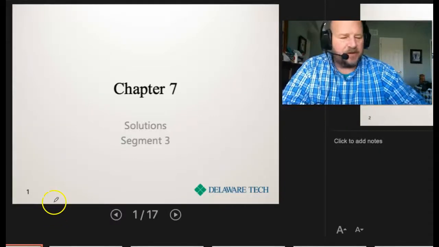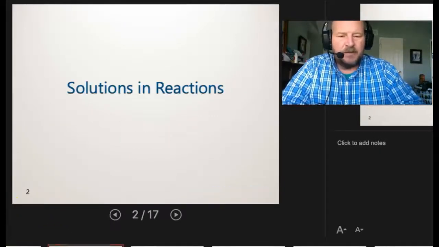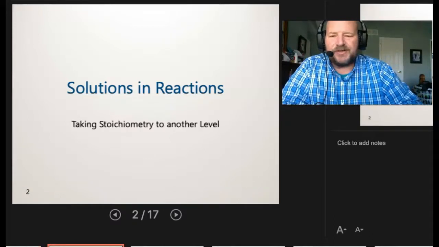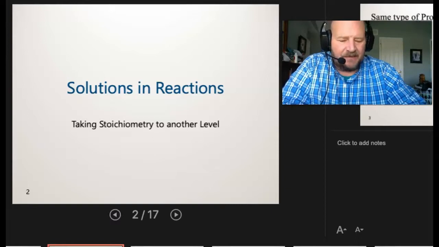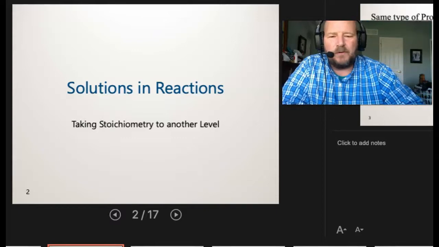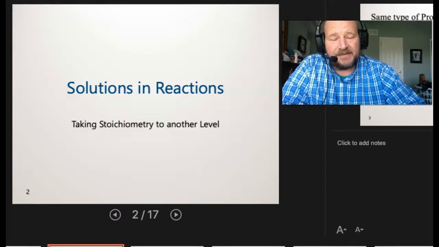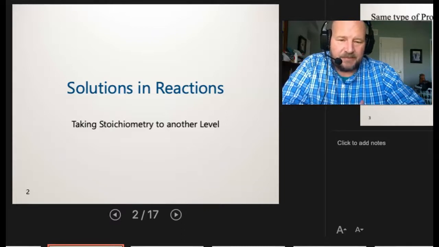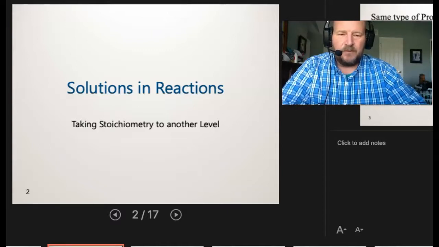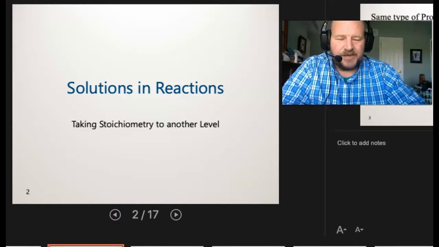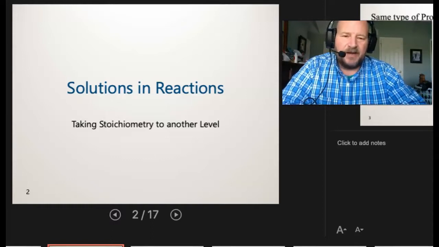Okay, segment 3, we're going to be diving right in to stoichiometry. So, solutions and reactions, taking stoichiometry to another level, and this is our last level, right? We've done solids, where we did mass to mole, mole to mole, mole to mass. Then we did gases, so we looked at PV equals nRT, solving for mole there, putting that into mole to mole, then from there going to solving for volume using again PV equals nRT. And now we're going to look at how we deal with stoichiometry when it comes to solutions and molarity.